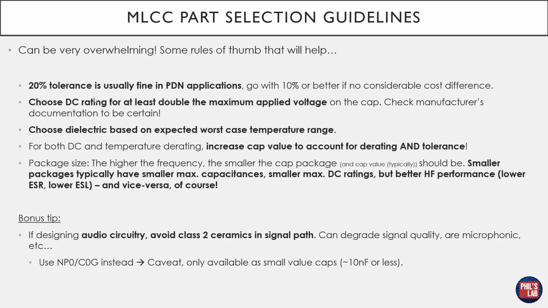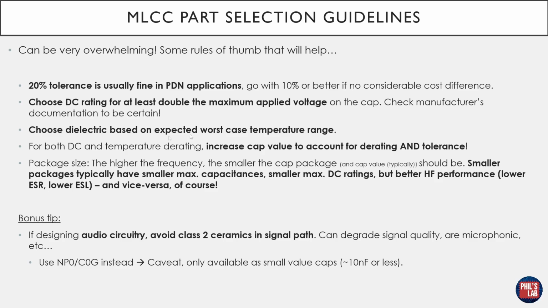For DC rating, I'd suggest choosing at least double the maximum applied voltage. So if you're choosing a capacitor for a USB 2.0 power line, which is normally at 5 volts, I would choose at least a 10 volt DC rated capacitor. But again, check the manufacturer's documentation to be certain, because even with a 10 volt rated capacitor, your capacitance could drop by 80% when you arrive at 5 volts.